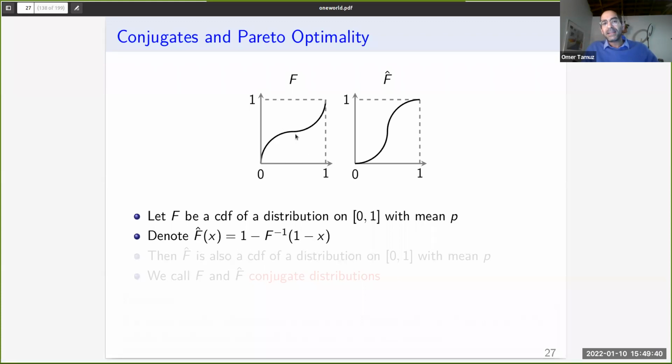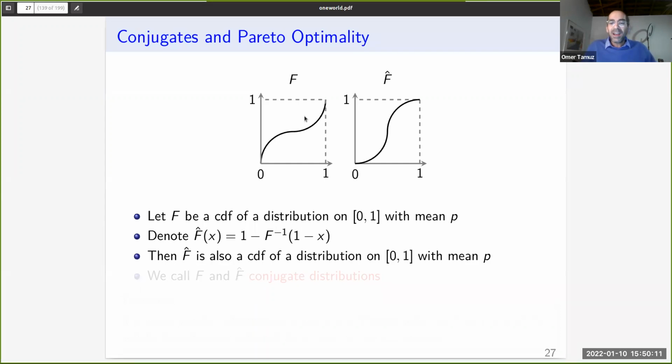And actually, if you think about it, this is the same as taking this graph and rotating it around this diagonal. If I draw a line connecting this point and this point, and I flip this picture around this line, I get the picture F hat. So I look at the line connecting (1, 0) and (0, 1), and I flip the image around this line. That's what takes me from F to F hat and back. It turns out that F hat is also always going to be the CDF of something with the same mean.